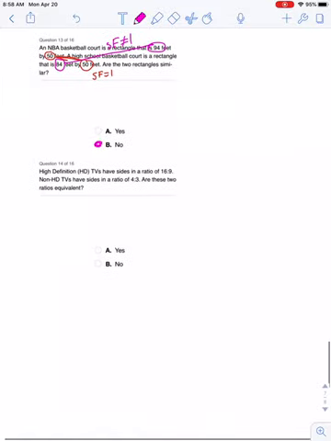All right. A high definition HD TV has side ratios of 16 to 9. So that means I can write it as a fraction like this. Non-HD TVs have a side ratio of 4 to 3. If you like watching old cartoons or old TV shows, you notice they have the black bars on the side. That's because TVs used to be a little bit more squarish. Now they're very rectangular.